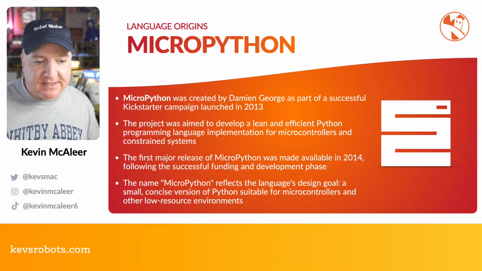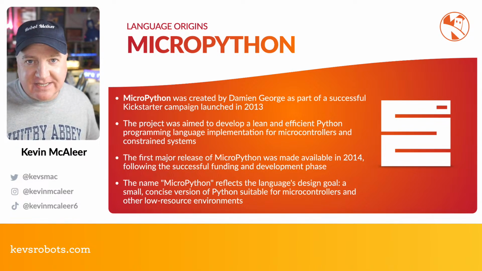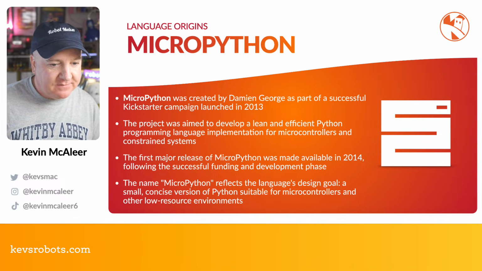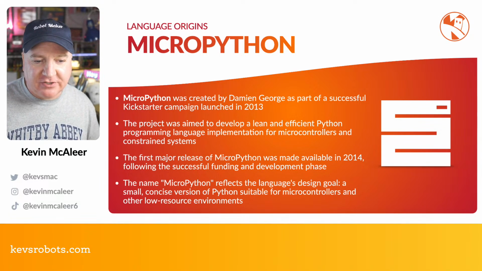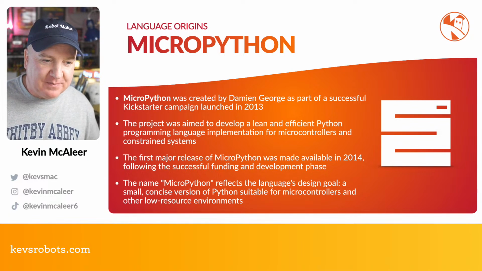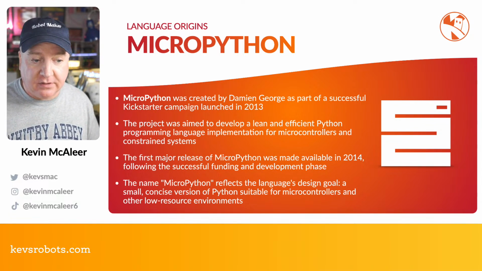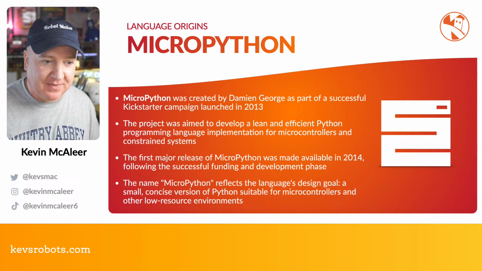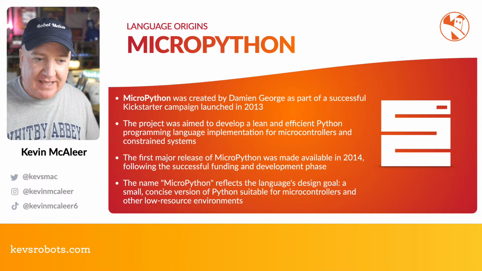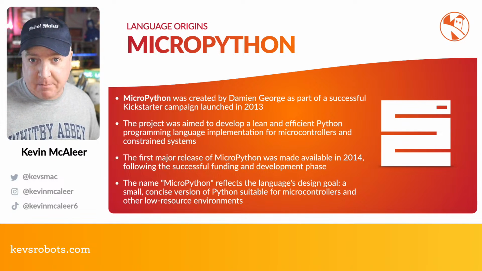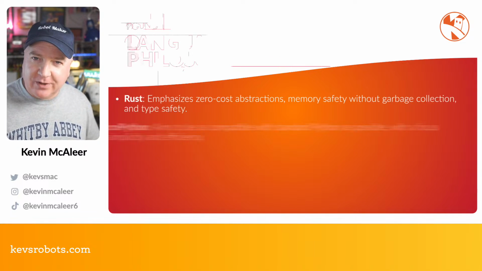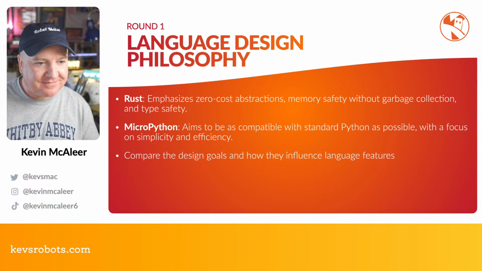The first couple of releases of MicroPython were from 2014, and then it continued on from there till today, so 10 years later. And MicroPython just reflects the language's design goals of being a small, concise version of Python suitable for microcontrollers and other low resource systems. So it's specifically with that in mind. It's an interpreted language, whereas Rust is a compiled language. We can talk about that as well a bit further on.